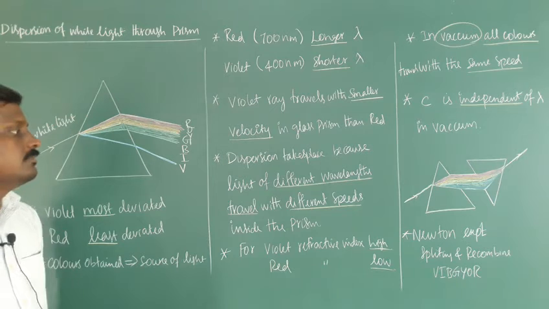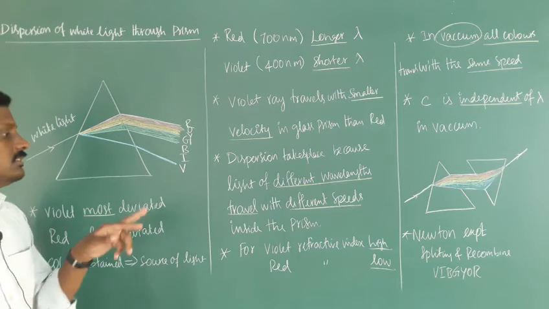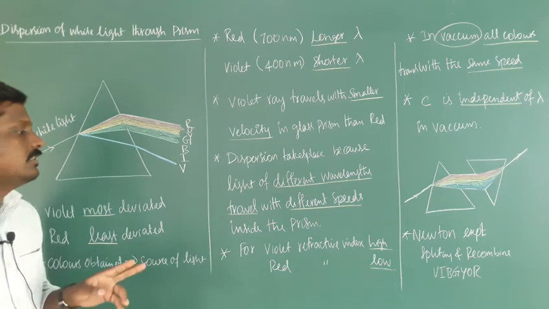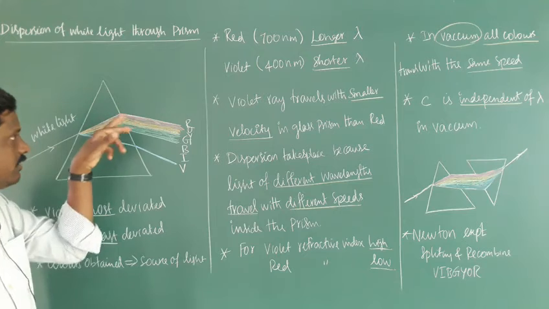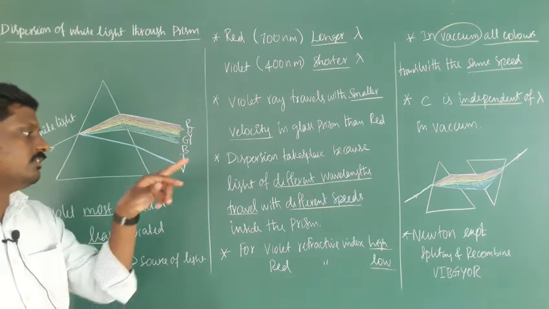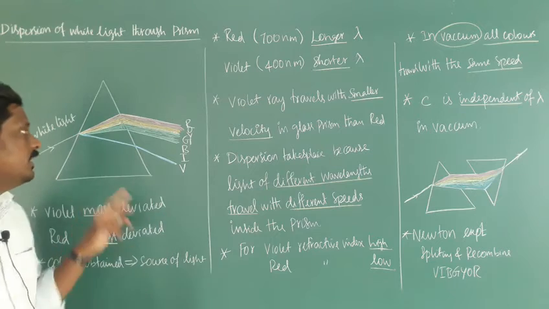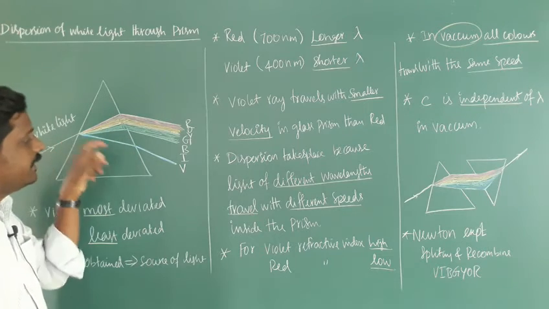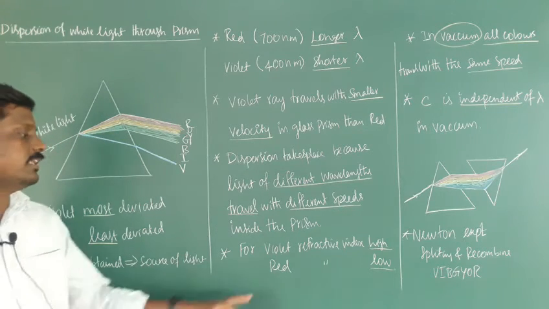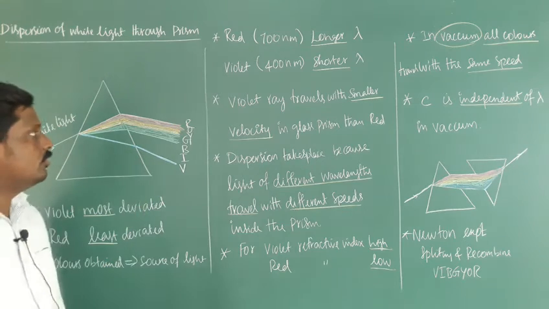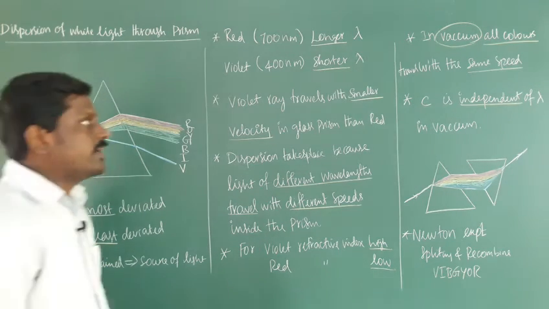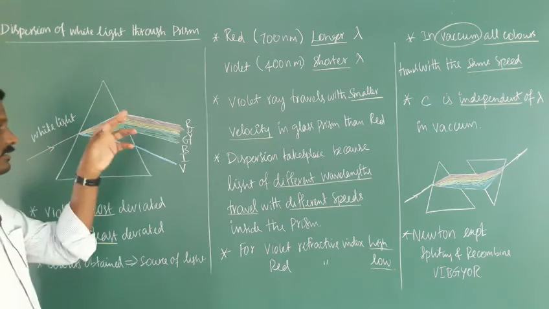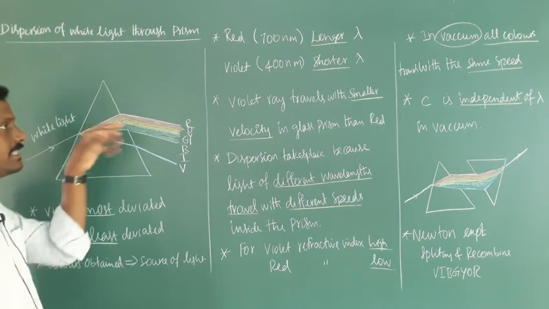Dispersion takes place because light of different wavelengths travels with different speeds inside the prism. Dispersion is mainly due to the different wavelengths of the colors. So violet has a high refractive index, so it deviates more. Red has a somewhat low refractive index, so the deviation is less. Glass is a dispersive medium, so inside the glass prism the colors deviate more or less, and the velocity is different.